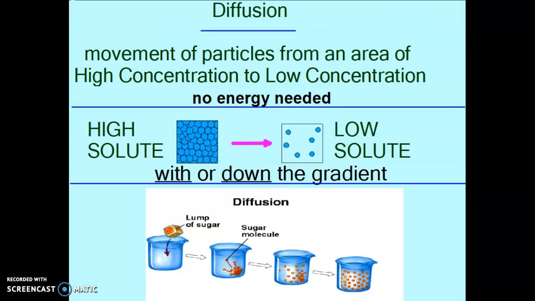There are actually 4 terms here that you need to know, and the first one is diffusion. This is when any particle moves from where there's a lot of them to where there's a little of them, and the cell does not have to spend any energy for this to happen.